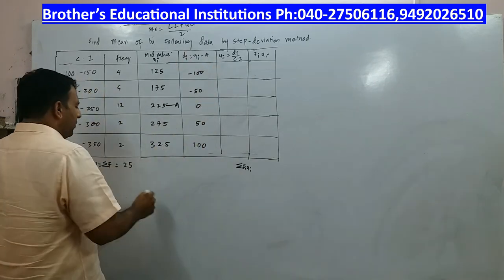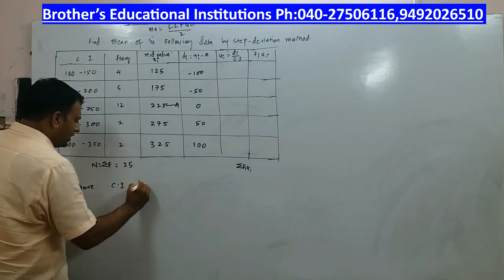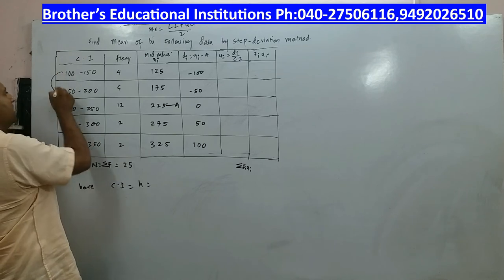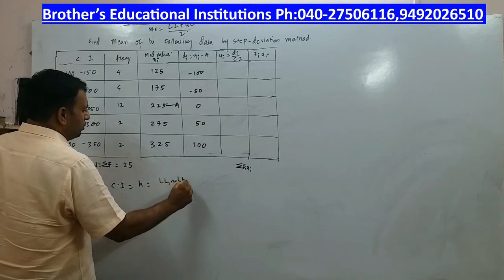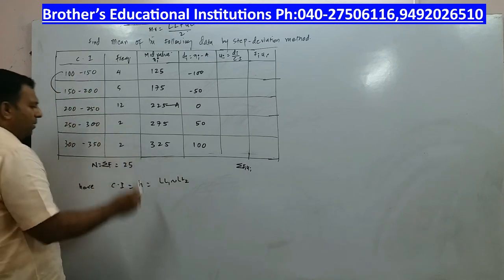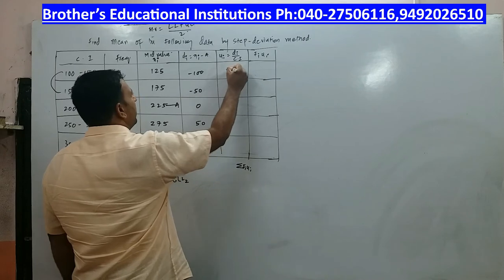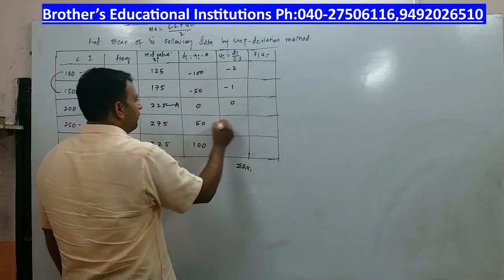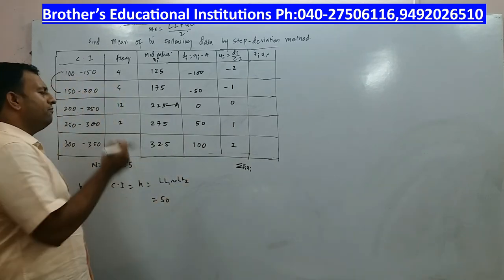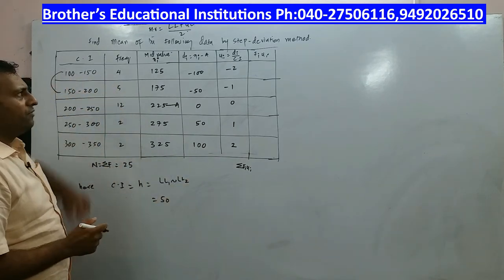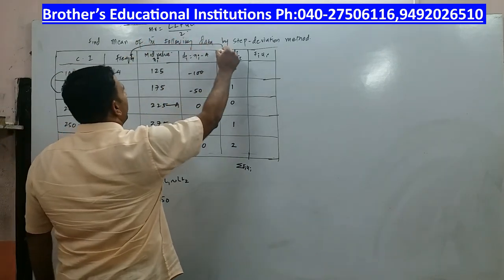Now what is class interval? Class interval is also called the width of the class. And how do you measure the class interval? It is the difference between two consecutive lower limits or two consecutive upper limits. So that is equal to 50. When I divide minus 100 by 50, you get minus 2. This is minus 1, 0. 50 by 50 is 1. 100 by 50 is 2.